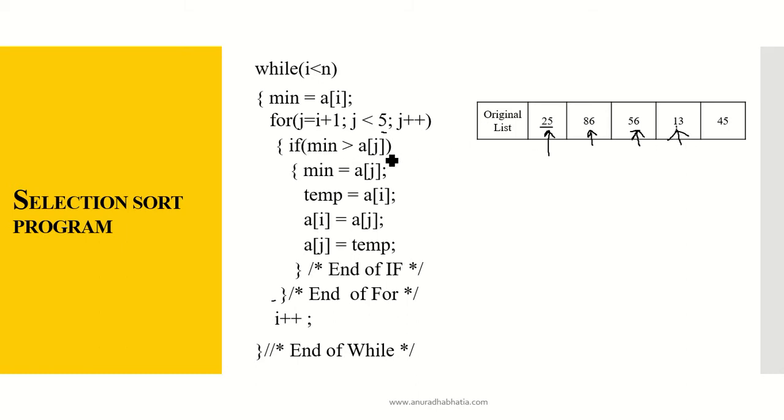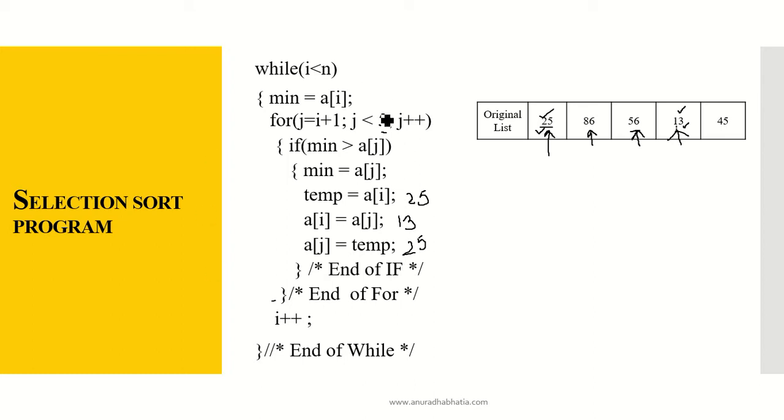So if min is greater than a of j, yes, min is greater than a of j. So temp is equal to a of i. What is temp equal to a of i? a of i is 25. So this will be swapped. Temp gets the value of 25, a of i is equal to a of j, so a of i gets the value of 13, and a of j is equal to temp, so it gets the value of 25.